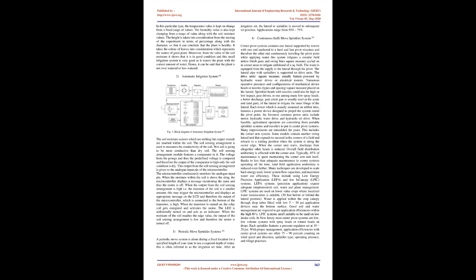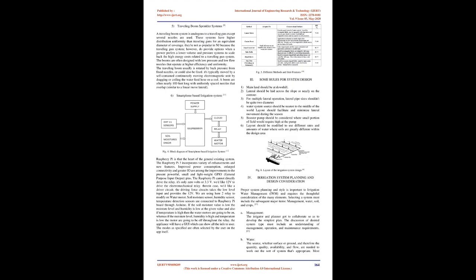A higher discharge, part circle gun is usually used at the extreme end of the lateral to irrigate the outer fringe of the lateral. Each tower, which is usually mounted on rubber tires, features a power device designed to propel the system around the pivot point. The four most common power units include electric motor, hydraulic water drive, and hydraulic oil drive.